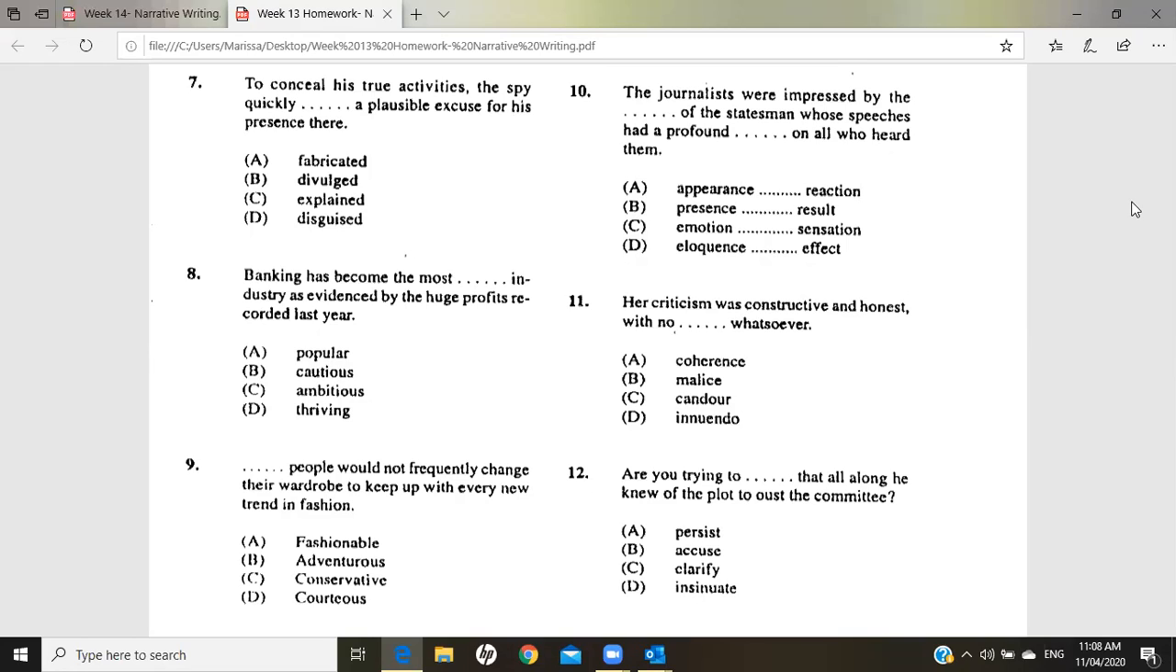Number 11. Her criticism was constructive and honest with no something whatsoever. B? Yes, B, malice, because malice means hate. So B, good. Number 12. Are you trying to something that all along he knew of the plot throughout the committee? D? Yes, D, insinuate, because insinuate means imply. Good. Anybody got all correct in this section? All six correct?